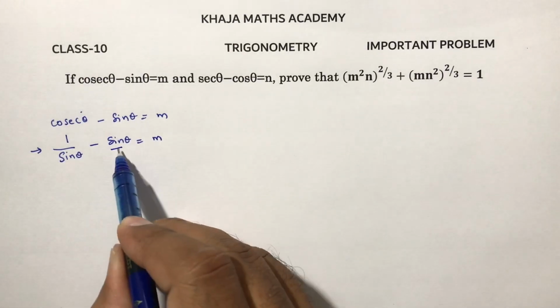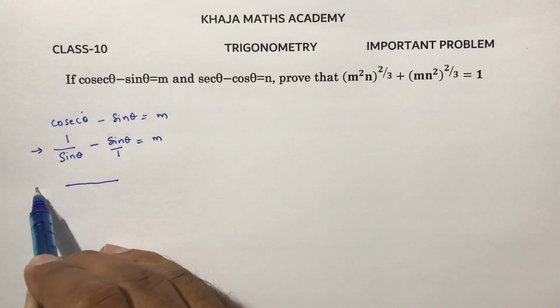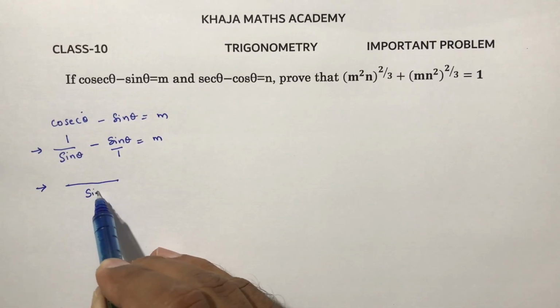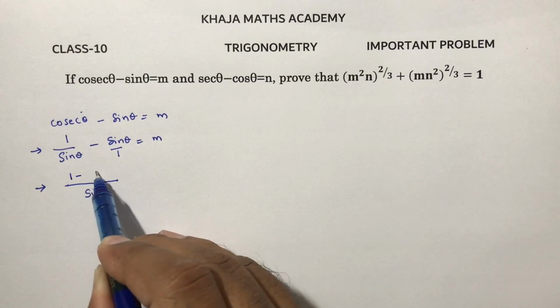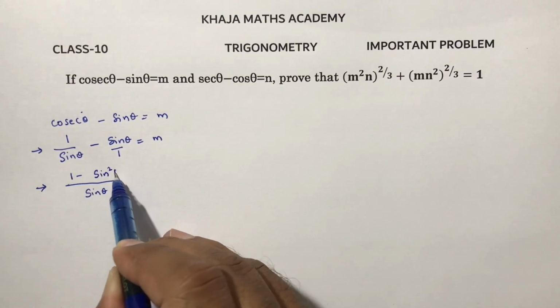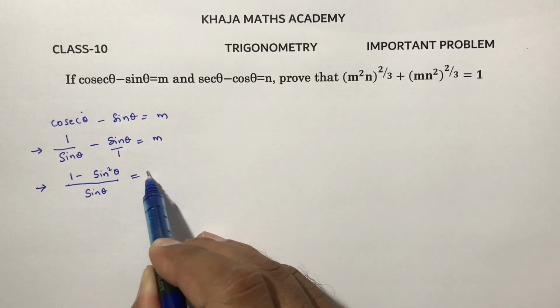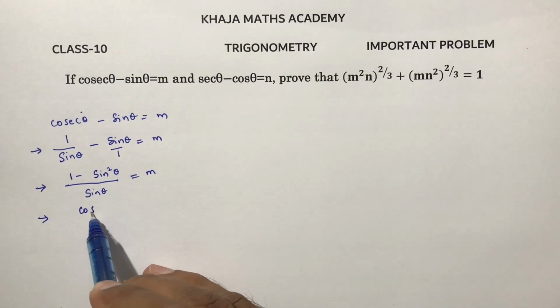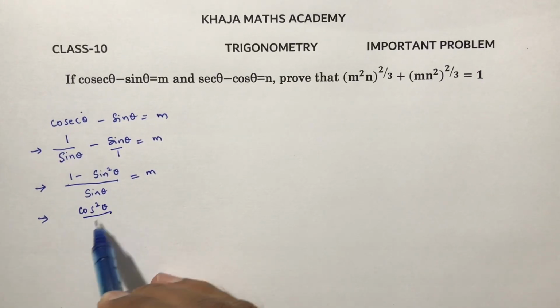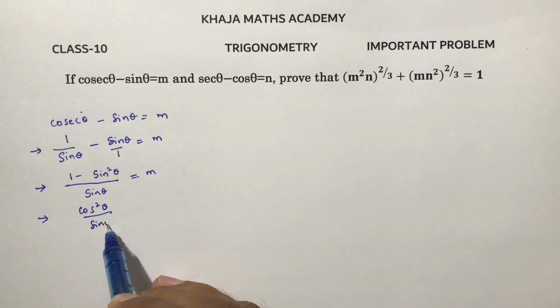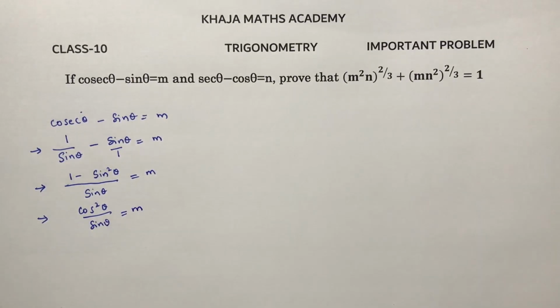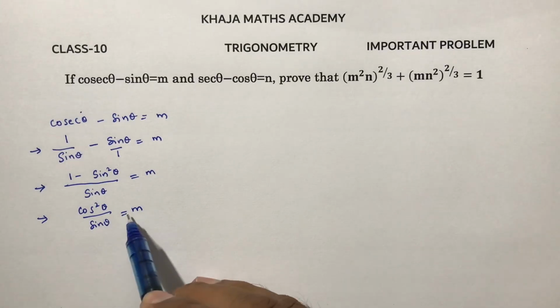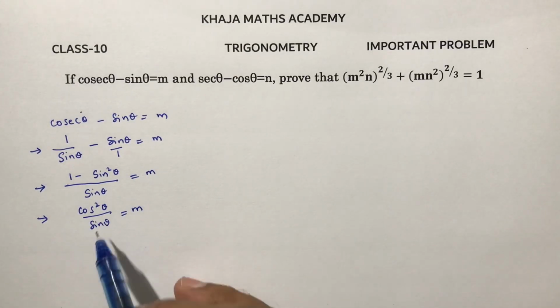If we take LCM here, LCM is sin theta. So 1 minus sin square theta equals m. 1 minus sin square is cos square theta. Cos square theta by sin theta equals m. So you got the m value as cos square theta by sin theta.